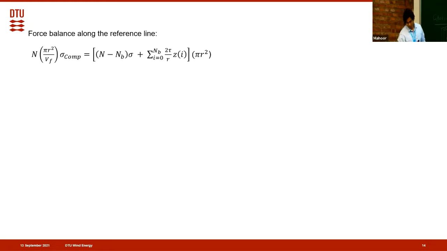Now we can do a force balance across the reference line. So, force balance across the composite, where the force is taken by the unbroken fibers and the force taken by the broken fibers.